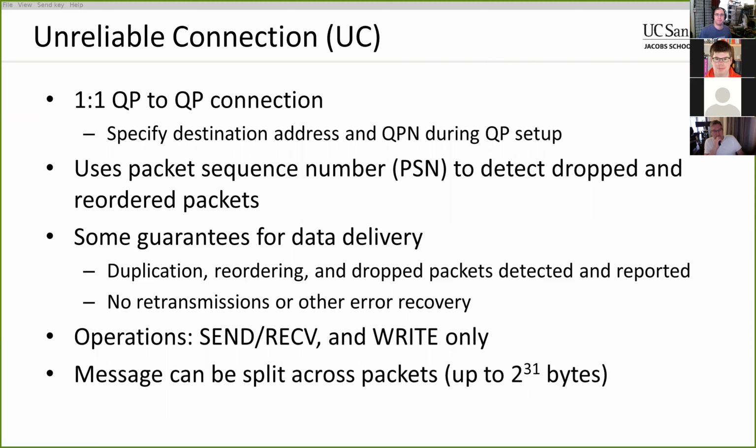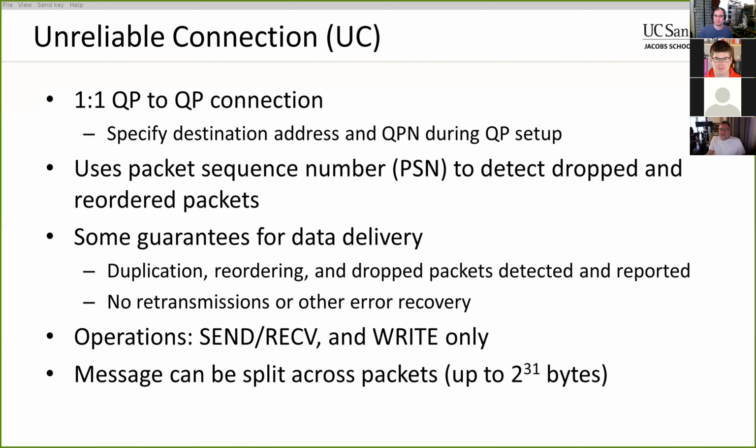For UC, the idea is to use packet sequence numbers to detect dropped and reordered packets. And this provides some guarantees on data delivery, right? It's going to be able to detect duplication, reordering, and dropped packets, and report errors. But it's not going to be able to really do any kind of error recovery, because it doesn't inform whatever's on the other end that an operation succeeded or failed. The operations supported by UC are send, receive, and write. So you can do RDMA writes over unreliable connection, but not reads.